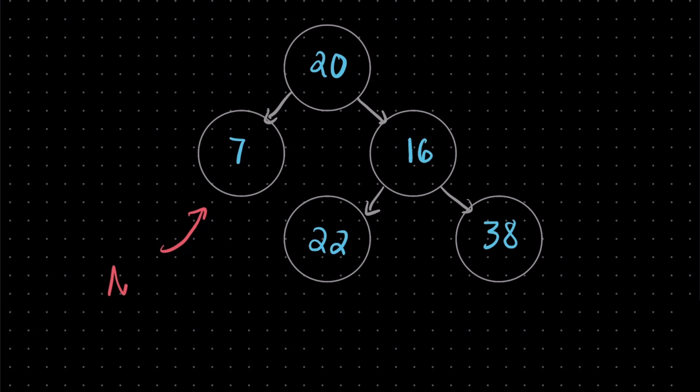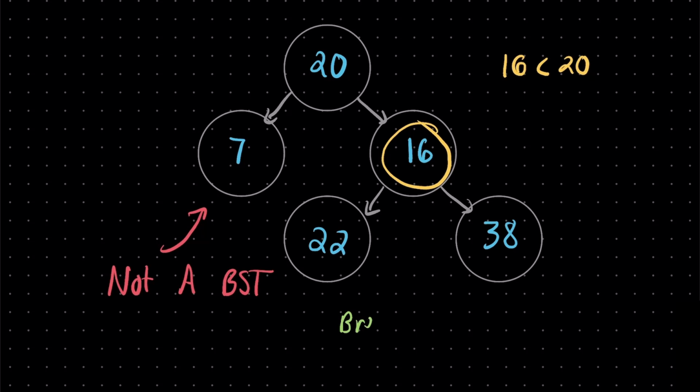Here we have a tree that is not a BST. That is because this element 16 does not follow the ordering property. Because 16 is less than 20, we know that in a BST, it shouldn't be to the right of it. This is just one example of why it's not a BST.